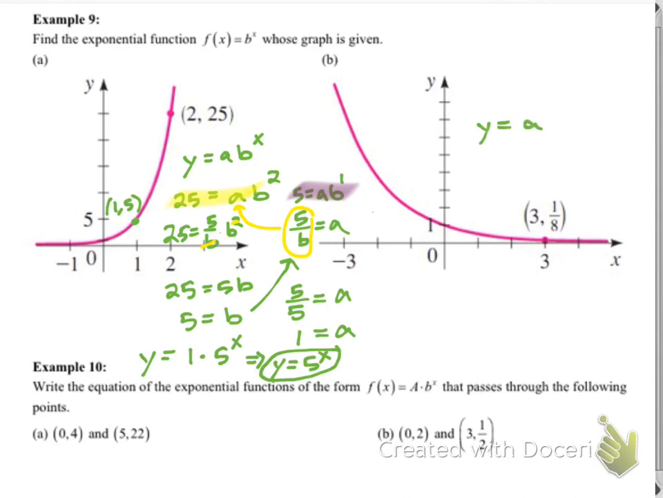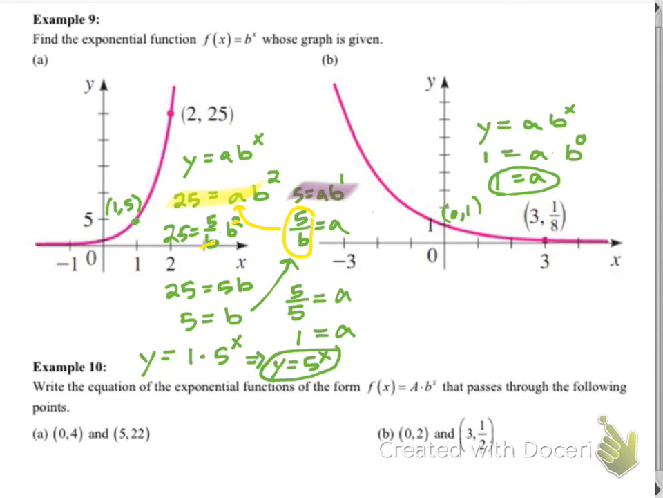Life is good. Second equation. All right, let's do the same thing. We have 2 points, (0, 1) and (3, 1/8). I already put in 0 and 1 for x and y, and that's a quick solve. b to the 0 is 1. That means in that case a equals 1.